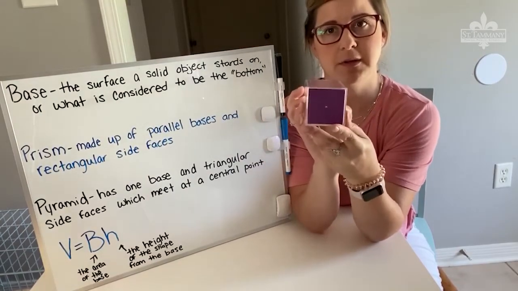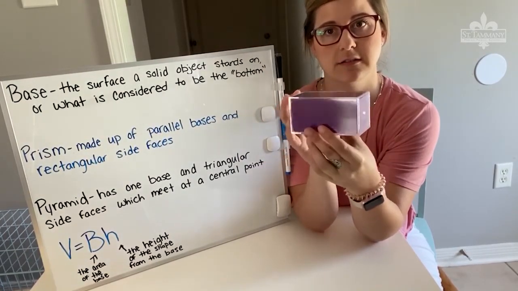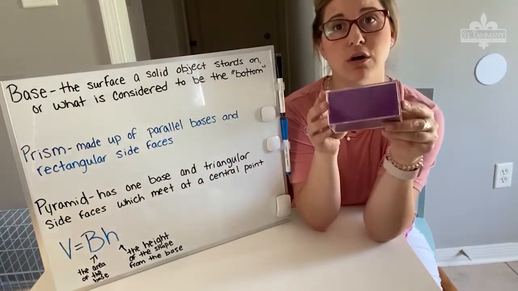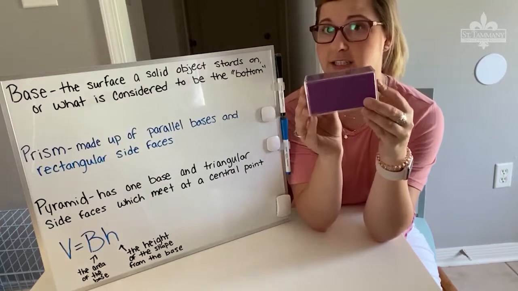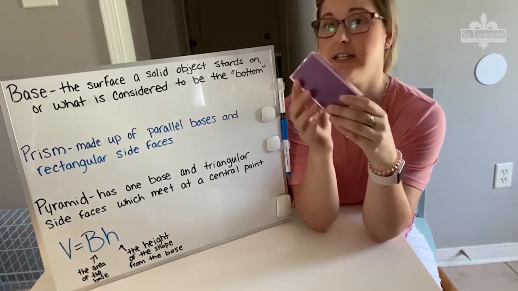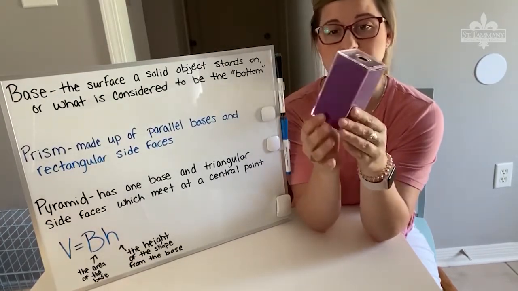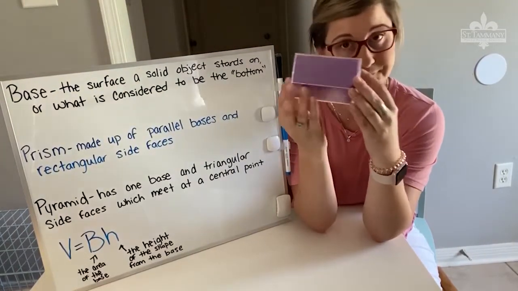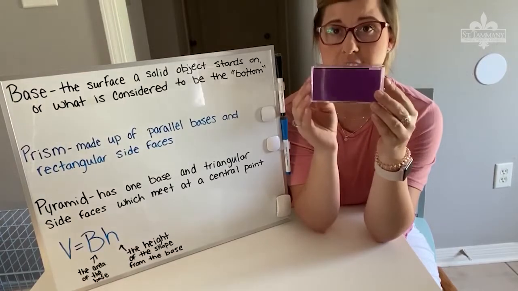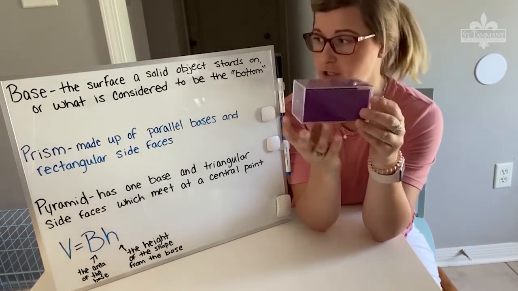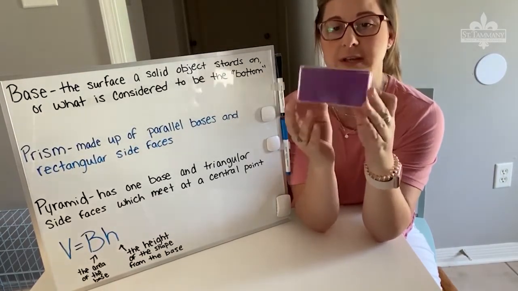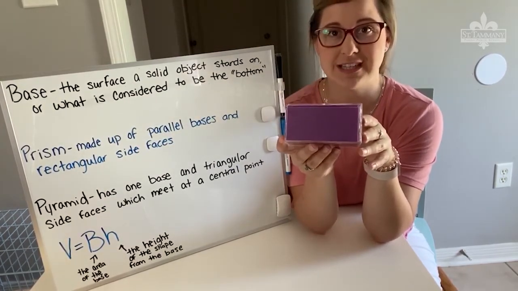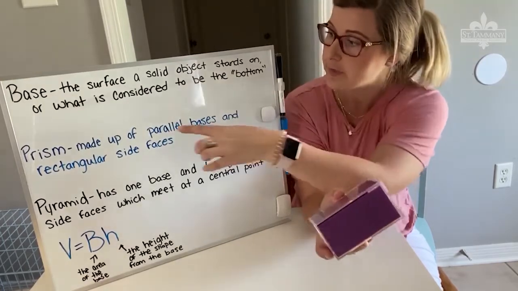Can anybody tell me what shape this is? If you guess that it's a prism, you are correct. If you guess that it's a rectangle, it does have rectangular faces. However, it's a three-dimensional shape, and three-dimensional shapes are not considered a rectangle. That is a two-dimensional shape. So this shape is a rectangular prism. So let's look at why it falls in that category of prism.